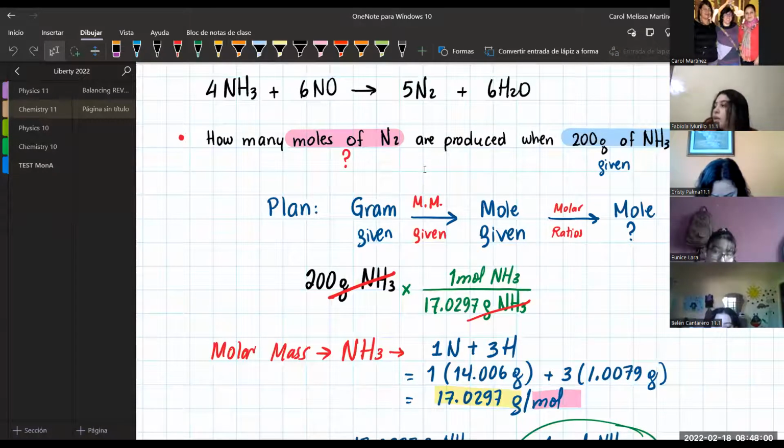So I already did this, and I need to do my second step, which is from moles of the substance given, that is ammonia, to moles of the substance unknown, that in this case is nitrogen. So it says that I need to use molar ratios. What is the molar ratio between the two?